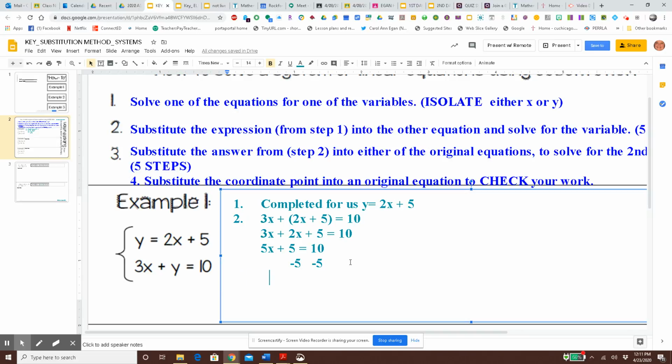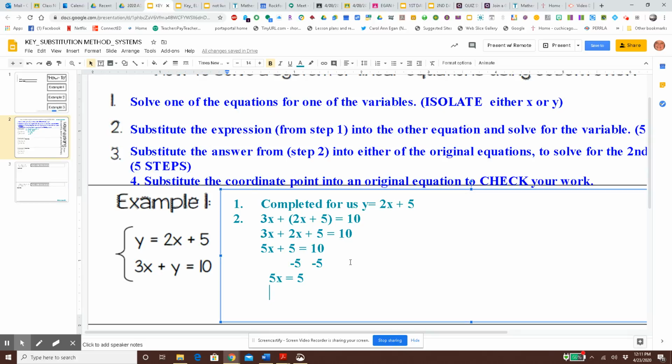And now when I do this, I can see 5x is going to be left because nothing's going to disturb it. Then 5 plus negative 5 is going to cancel out. That's going to give me a 0. And 10 plus negative 5 is going to give me 5. So I'm left with 5x equals 5.